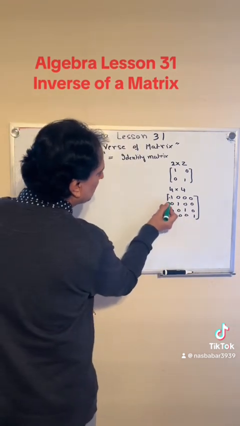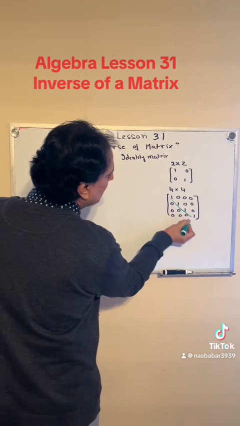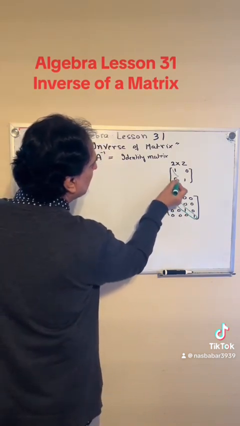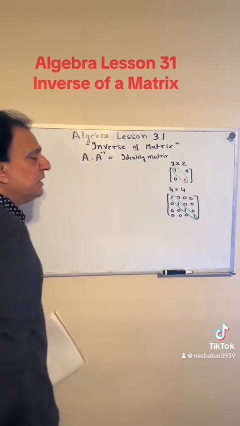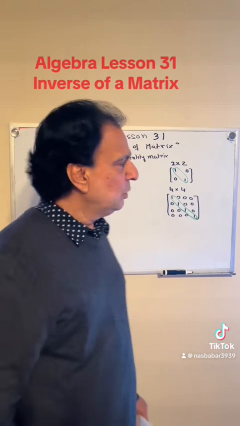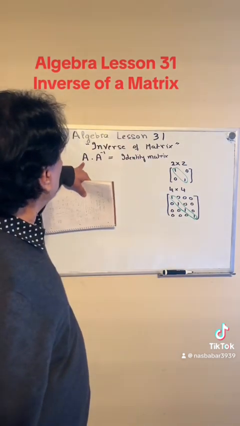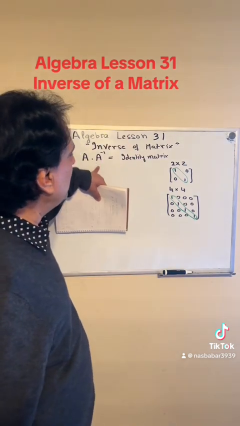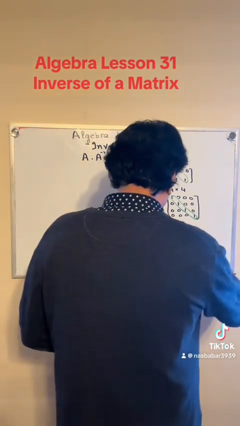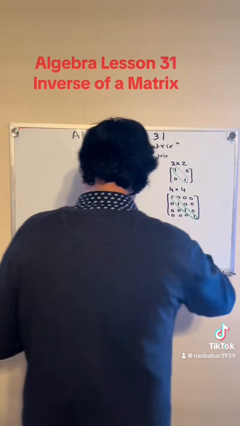As you can see, this diagonal right here is ones. Same thing right here. That is called the identity matrix. Sometimes in your exam, the professor will ask you to prove that when you multiply A and the inverse of A, you get the identity matrix. So let's go ahead and look at a formula.